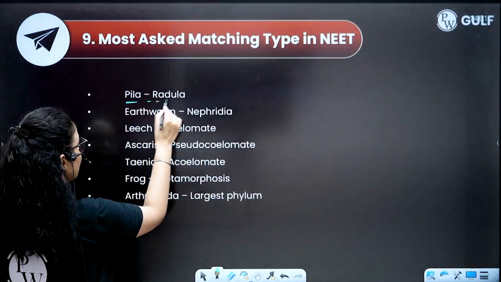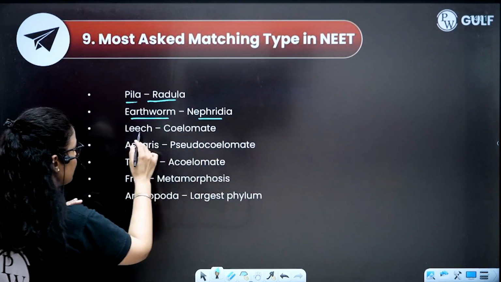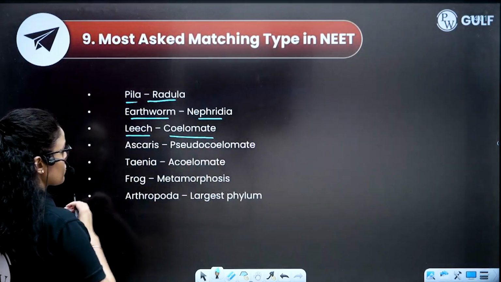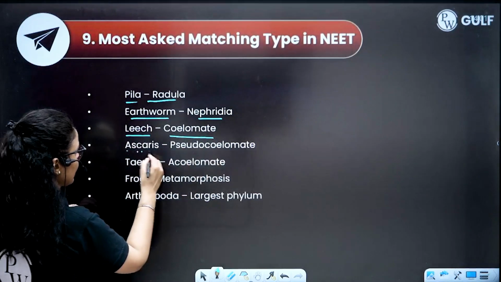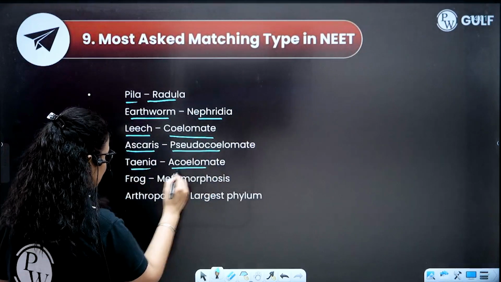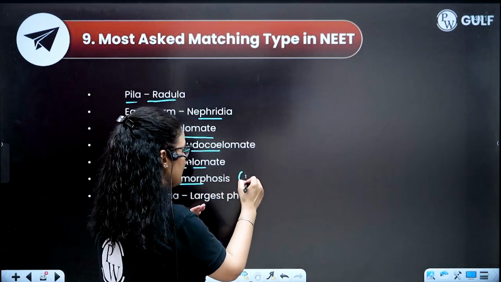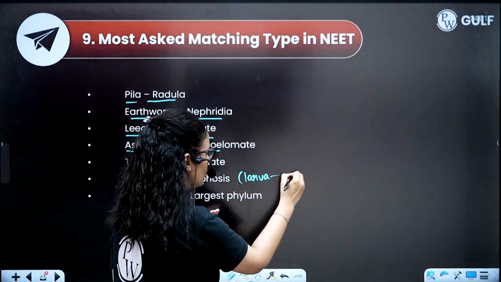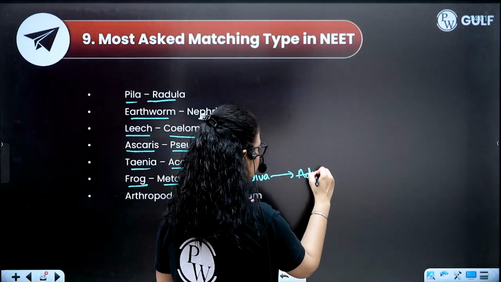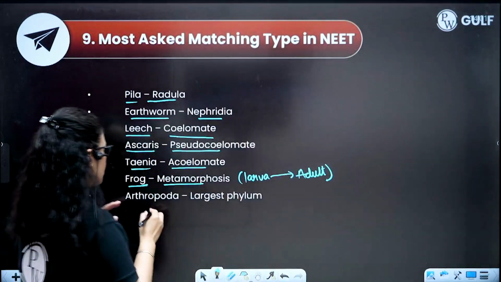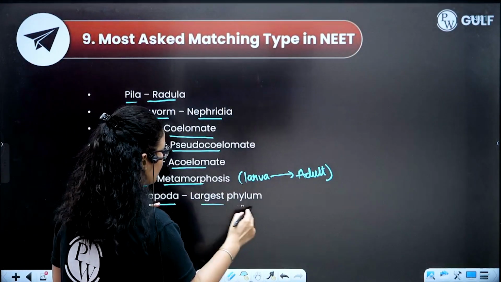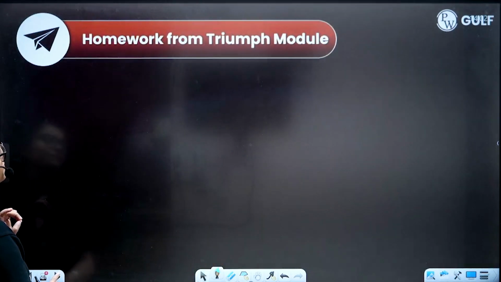Find in the phyla: Mollusca have radula. Annelida have nephridia for excretion. Leeches have coelom, right? Ascaris, pseudocoelomate. Metamorphosis means their larva converts into adult. That's metamorphosis, right? Arthropoda is the largest phylum, so you'll find some questions from here.